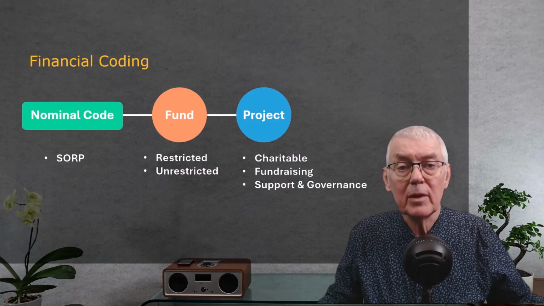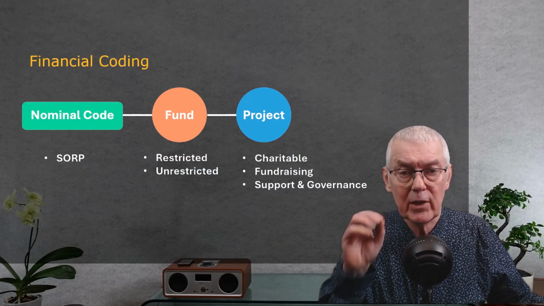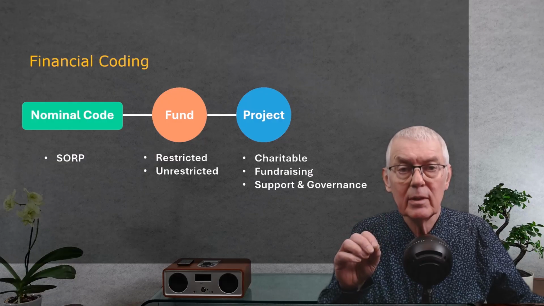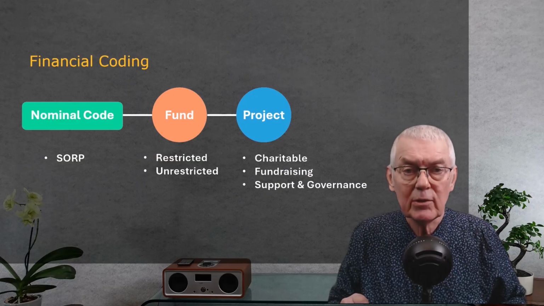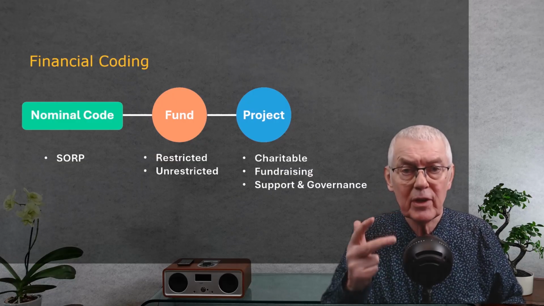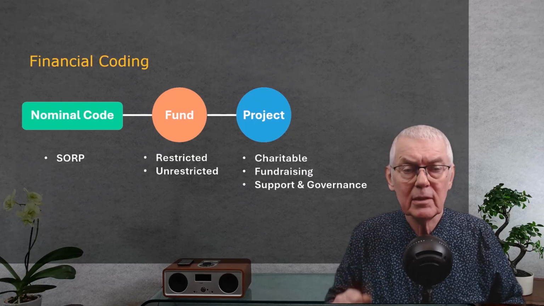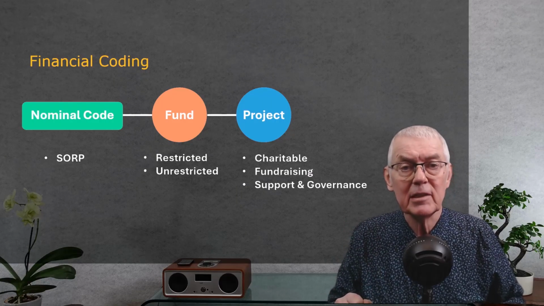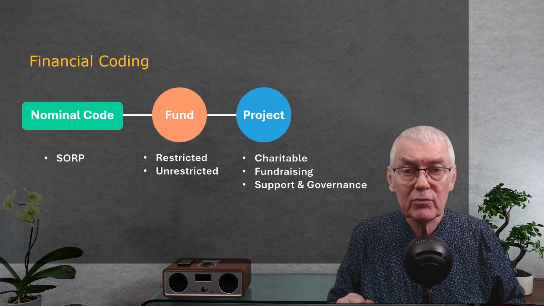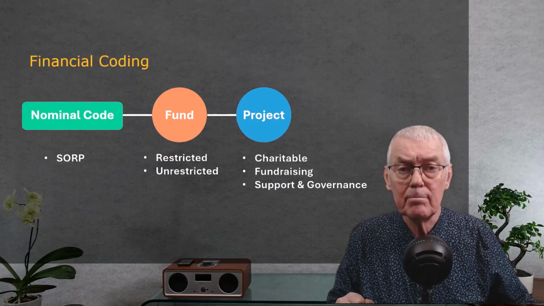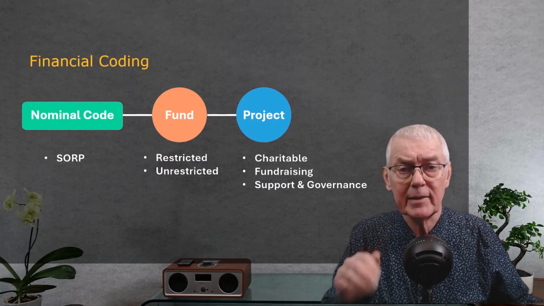This brings us to the most important rule for charity finance. Every transaction must be coded to a nominal code, then it must go into or out of a fund, and it should be associated with a project, of which there are 3 broad kinds: charitable, fundraising, and support and governance. This applies to donations, expenses, journals, everything. If you follow this rule, you will keep your chart of accounts much shorter and more effective because everything is properly allocated.